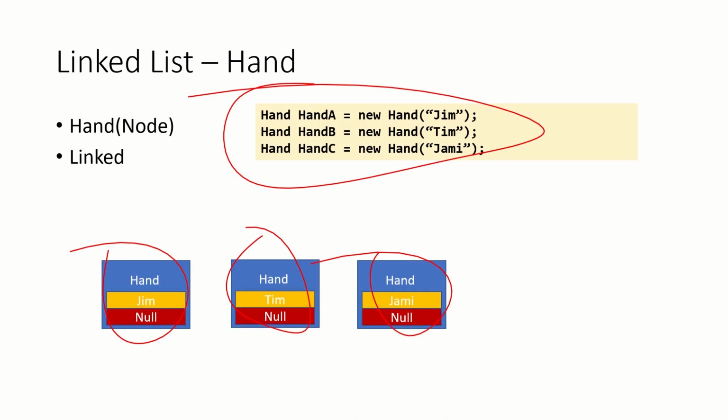Back to this example. How do we link them together? How? Which method should we use? For example, I want Jim to link to Tim. How to link? Using code.